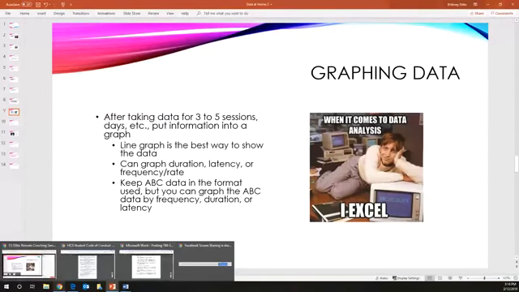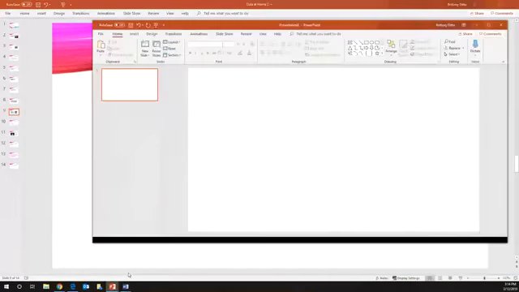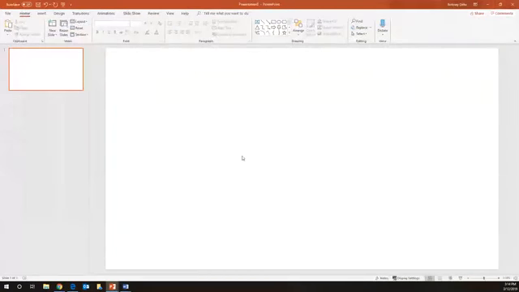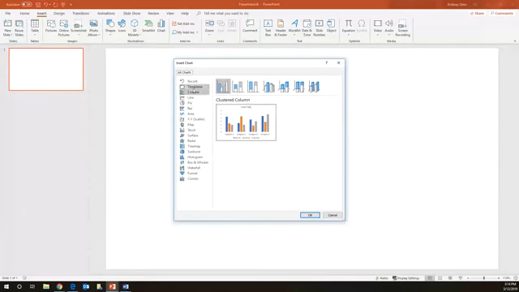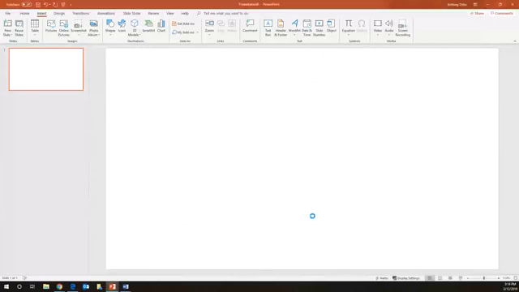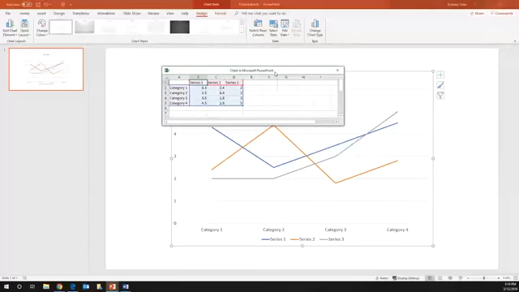Now you can use Excel, but I am a big fan of PowerPoint, as you can tell. And PowerPoint is pretty easy for inserting a graph of any kind. So you just go up into the insert section, you choose chart, and like I said, we're going to do a line graph. So we're clicking on line graph, and it's going to automatically populate a graph like this, but you can go in here and change the names, the categories, everything.